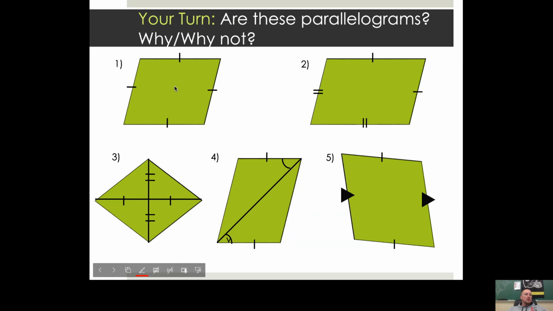This first figure, I notice that all sides are congruent. We have a test for parallelograms that says if the opposite sides are congruent, then it's a parallelogram. So yes, it's a parallelogram because the opposite sides are congruent.